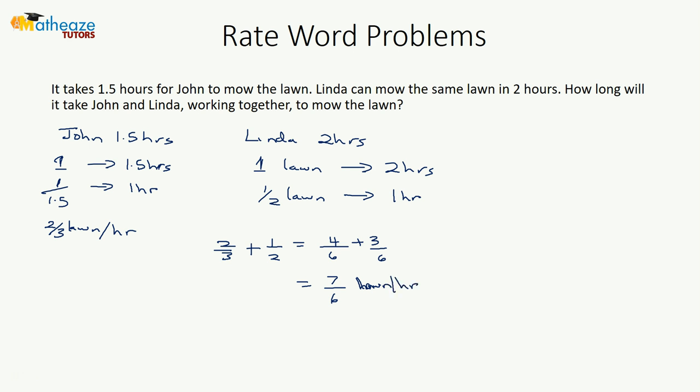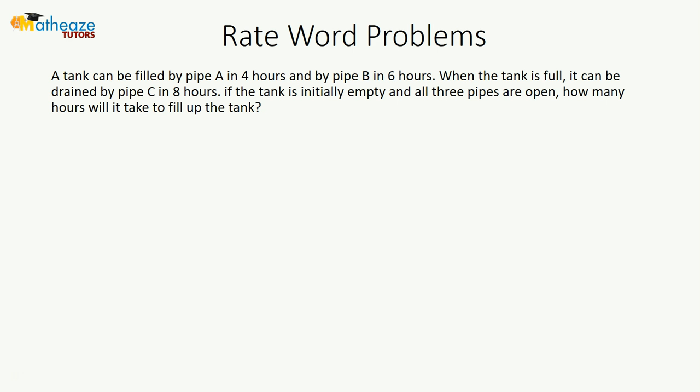So if they can get through 7/6 of the lawn in 1 hour, how long will it take them to get through one piece of the lawn? 7/6 of a lawn can be done in 1 hour. So the whole lawn is going to be 1 divided by 7 over 6, which is going to be 6/7 of an hour. Now let's look at another example.